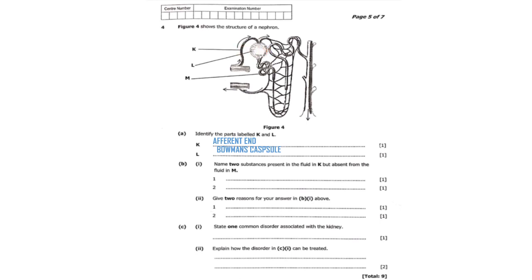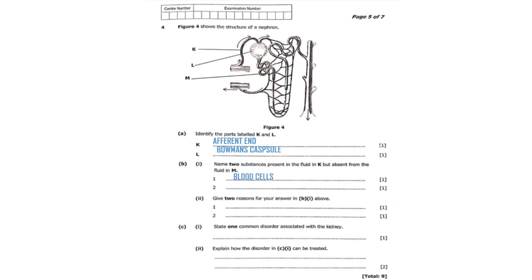B1. Name two substances present in the fluid in K but absent from the fluid M. So we are talking about when the fluid has just entered the kidney in the afferent end and has been filtered out in the glomerulus. So we are talking about after filtration, after ultrafiltration, what remains in the fluid. So what will remain in fluid M?